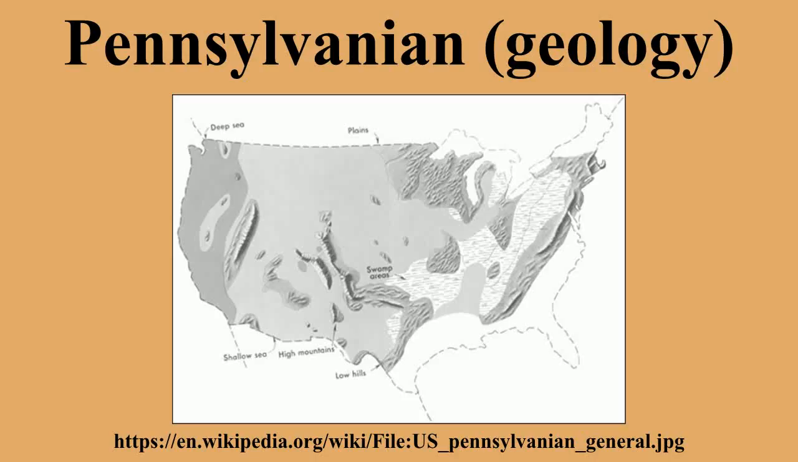Desmoinesian stage, corresponding with the Allegheny Group. Missourian stage, corresponding with the Conemaugh Group. Virgilian stage, corresponding with the Monongahela Group. The Virgilian corresponds to the Gzhelian plus the uppermost Kasimovian. The Missourian or Conemaugh corresponds to the rest of the Kasimovian.